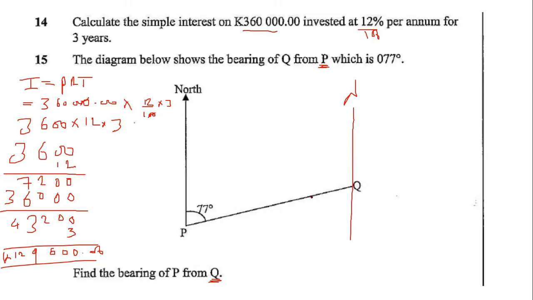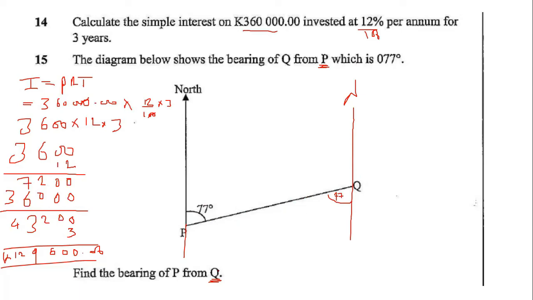So two parallel lines form a Z, okay? Even this one, if you want it to be like that, it will form a Z. So it simply means that the angle that is here will be equivalent to the angle that is there. So this one will also be 77 degrees there.